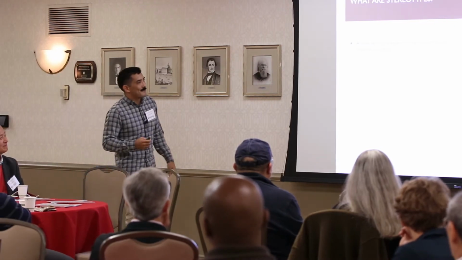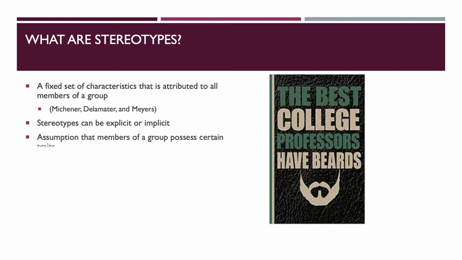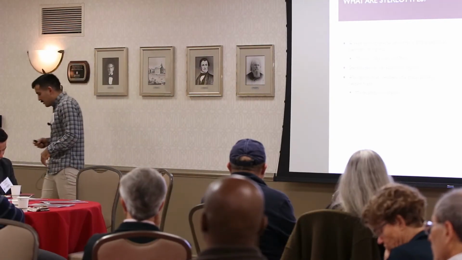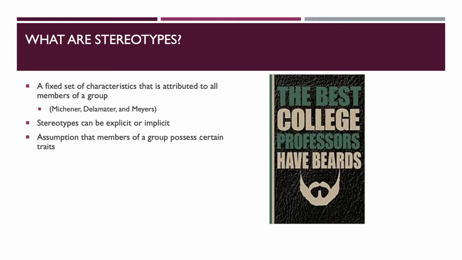So what are stereotypes? Stereotypes are a fixed set of characteristics that is attributed to all members of a given group, right? Stereotypes can be explicit or implicit. And there's just this assumption that people within that group hold those stereotypes to a certain degree, right? It's important to know that stereotypes can be both positive and negative. You can hold stereotypes of a certain group that are both positive and negative. You can hold both those things in your head at the same time. So they're not all negative. They're oftentimes inaccurate, right?